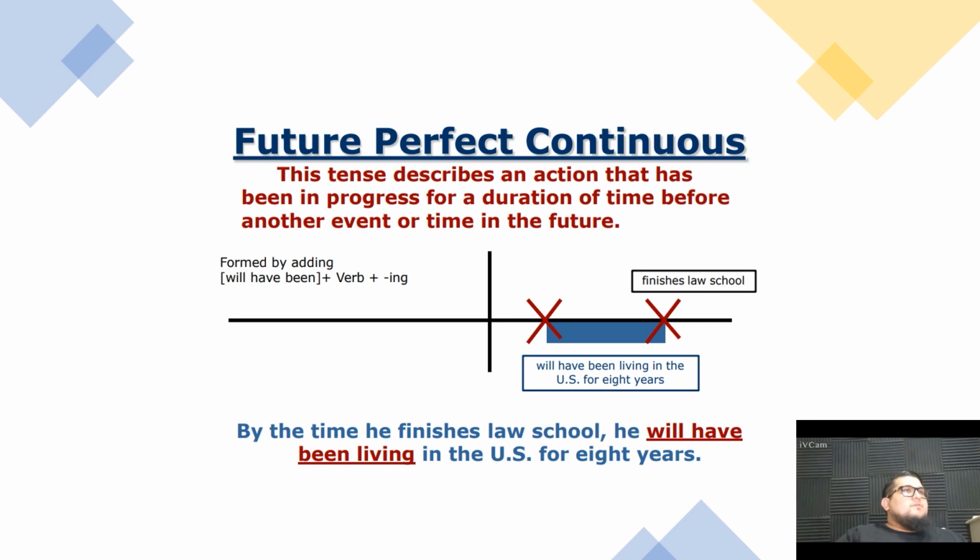The future perfect continuous. This tense describes an action that will have been in progress for a duration of time before another event or time in the future. It's formed by adding will have been plus verb plus ing. For example, by the time he finishes law school, he will have been living in the US for 8 years.